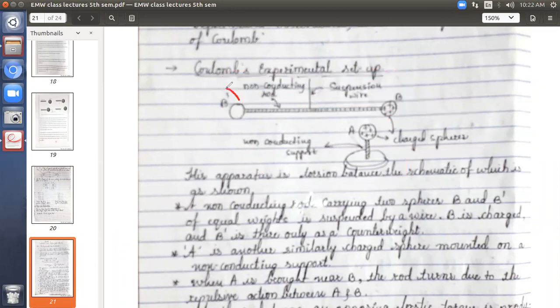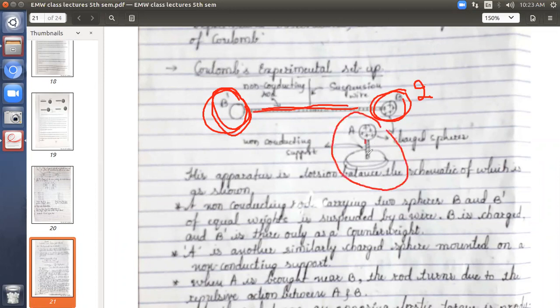If you see, this is not charged, only sphere B is charged, and that too it is positively charged. And this is not charged, it is just used to balance this rod. If the weight of this is say 2 kgs, a similar 2 kg sphere is used here to balance this rod. Equilibrium, neutral condition.